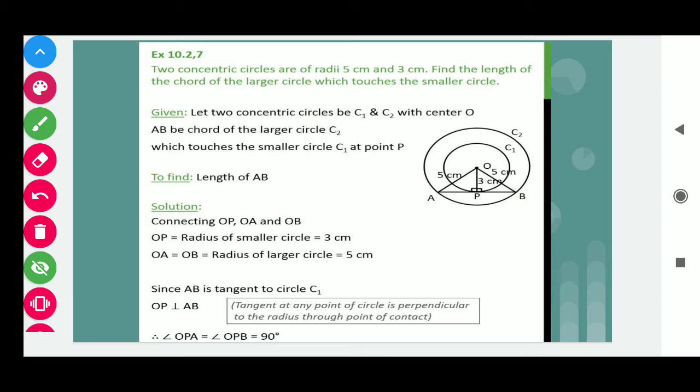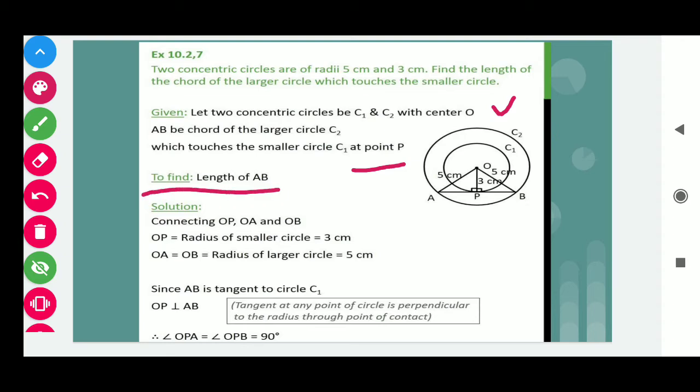Students, see from this diagram, the chord of the larger circle touches the smaller circle. So at point P, the chord AB of the larger circle touches the smaller circle. Given: let two concentric circles be C1 and C2 with center O. AB is a chord of the larger circle C2 which touches the smaller circle C1 at point P. Now we need to find the length of AB.